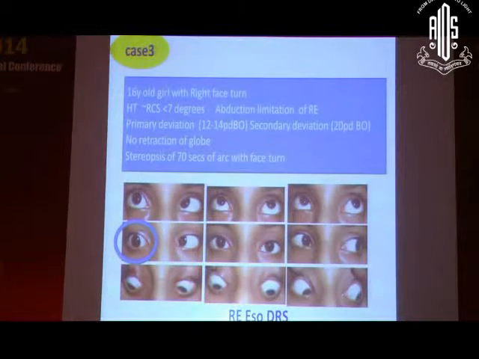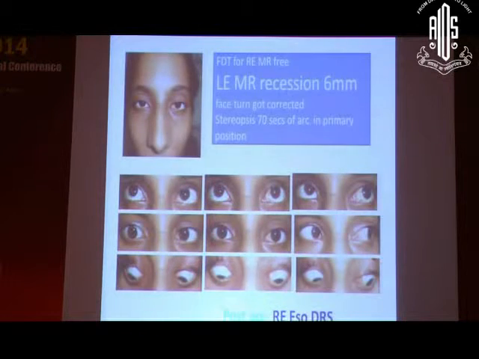She was a 16-year-old girl with abduction limitation of right eye. In the primary position, there was 12 to 14 diopters of esotropia. There was no retraction of globe and stereopsis of 70 seconds of arc with phase turn. So she was a case of right eye ESO-DRS. So we did a FDT for right eye MR, which was found to be free. So we did a MR recession of the good eye, that was left eye, about 6 mm, and her phase turn got corrected, and she achieved 70 seconds of stereopsis in primary position.